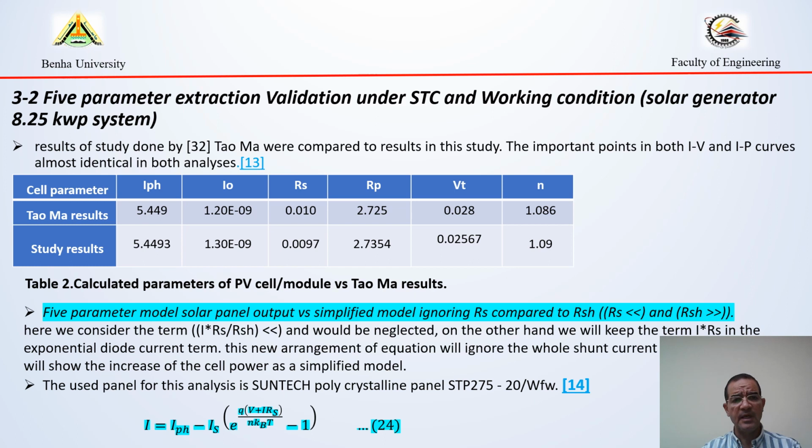For level 2, 5-parameter extraction validation, we use standard test condition. We use Javier-Corpus analytic approach model with implicit equation in Rs or series resistance. And under test condition, we simulate this and compare it with Tau-Mau 5 parameters extraction with numerical method. And compare all of these data to the simulation under standard test condition of data sheet. 99.9% is validated.